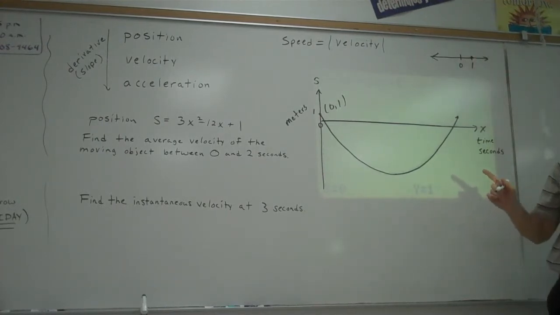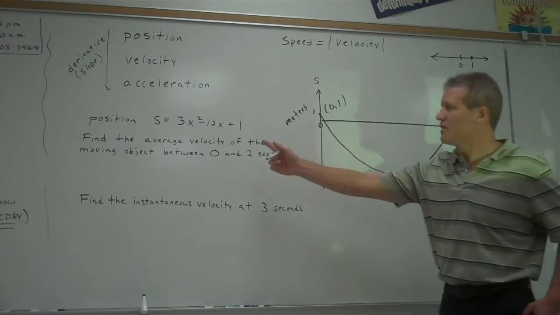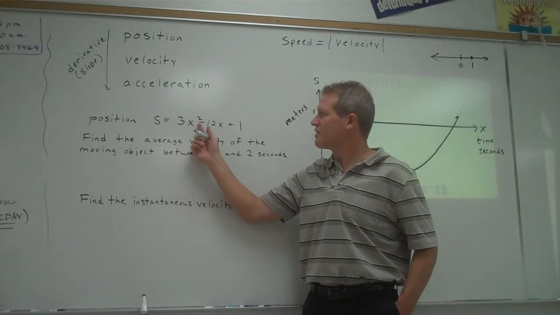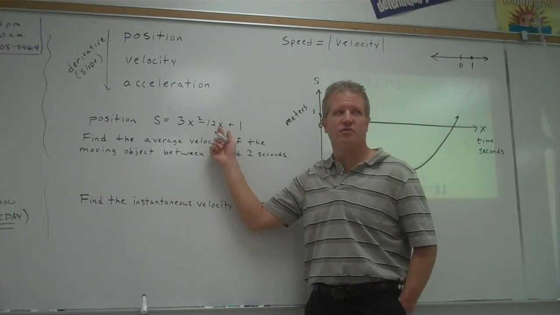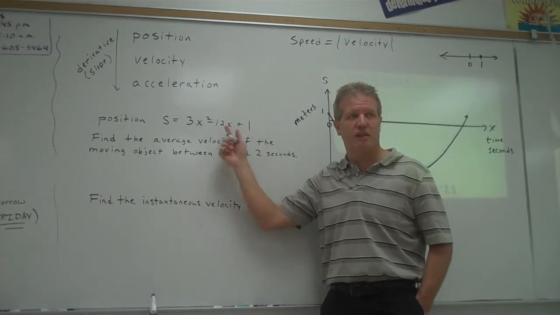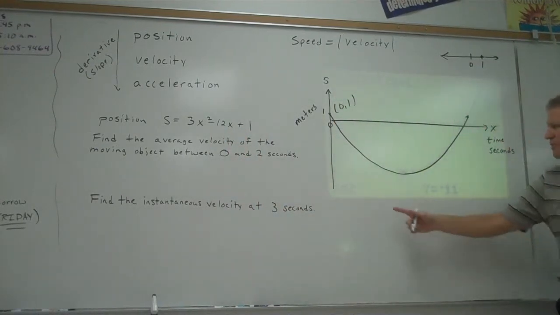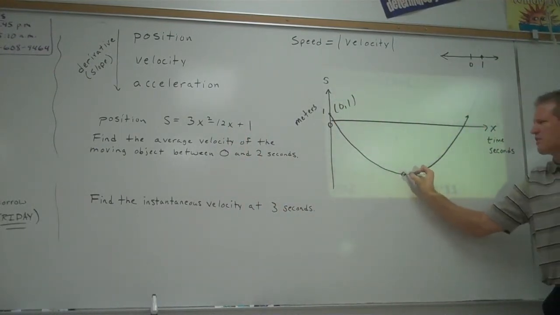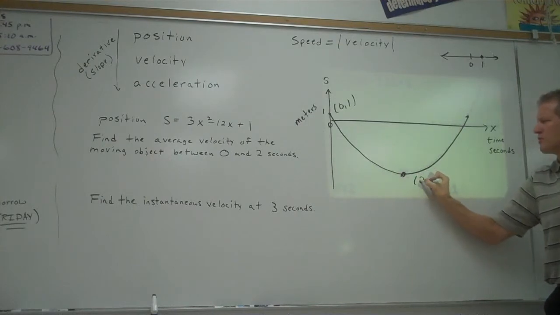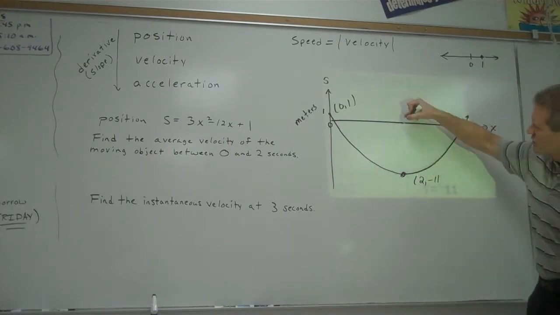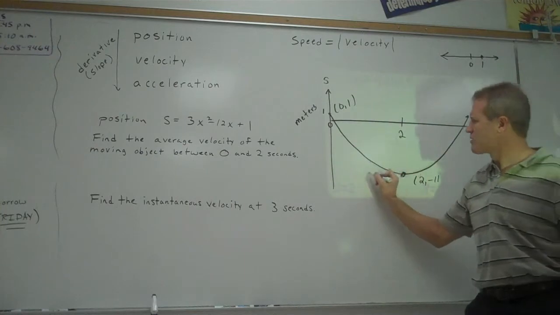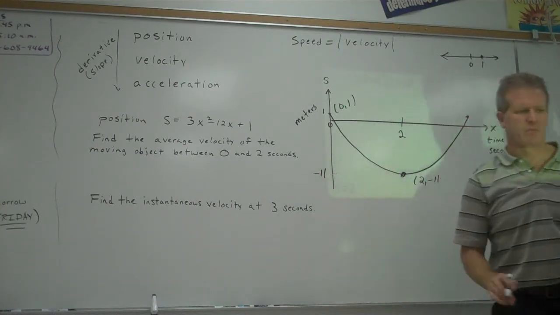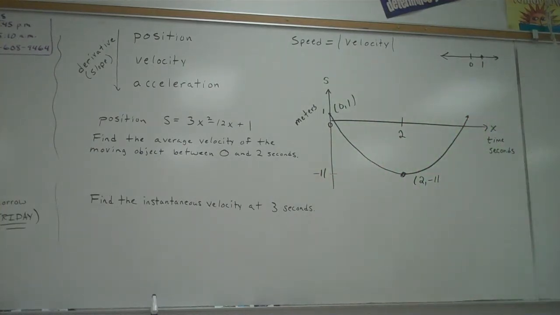Let's try to find the average velocity between 0 and 2 seconds. Let's see where it's at after 2 seconds. So I hit trace 2, enter. Or I could just plug 2 into here. If I plug 2 into here, I get 12 minus 24, which is negative 12, plus 1 comes up to negative 11. Or you can see right here, the point 2, negative 11 is right here. So that's the point 2, negative 11. So this would be 2. If you come across here, this is negative 11. So there's my position graph.